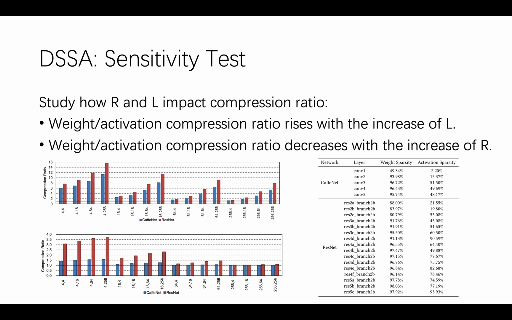To study how R and L impact the compression ratio of our method, we conduct a sensitivity test where 2 real networks, including ResNet and CaffeNet, are used for evaluation. The workloads can be found in the table, and the results are shown in the figures. We can see that the weight and activation compression ratio rises with the increase of L, while decreasing with the increase of R.